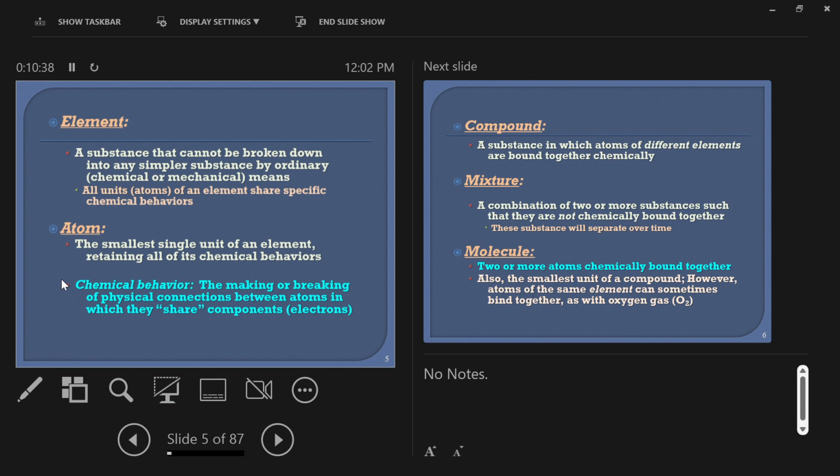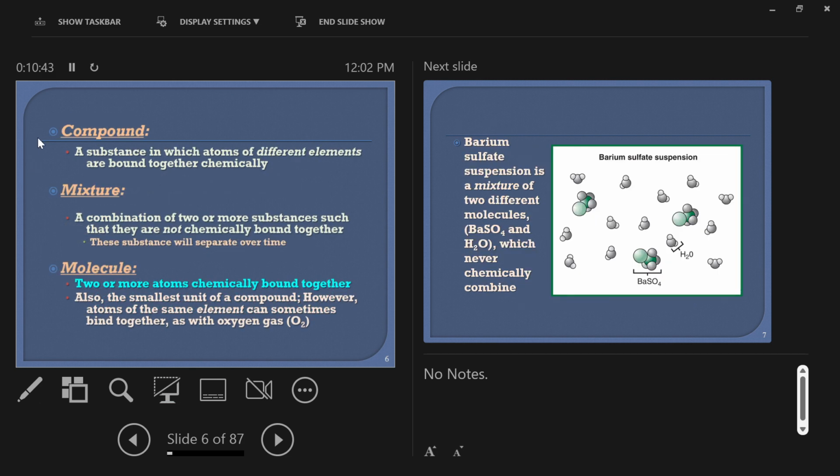Okay, some more terms to get out on the table. A compound: a substance in which atoms of different elements are bound together chemically. Compound means more than one element. So O2 is not a compound. O2 is a molecule, because it's two atoms, but it's two atoms of oxygen. So it's the same two atoms.